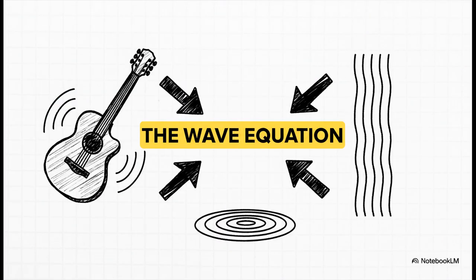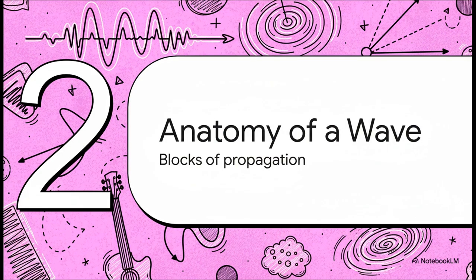And here's the answer, the star of our show today. They are all, in fact, described by the exact same mathematical logic, the wave equation. This is the universe's rulebook for how disturbances travel, how energy flows, and how information gets from point A to point B through space and time. So now that we know what connects them, let's move on.